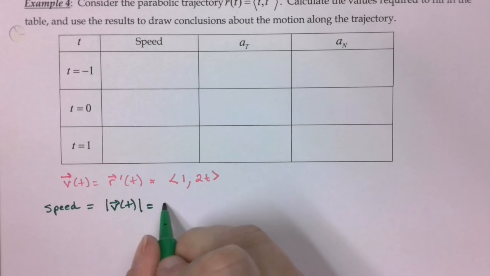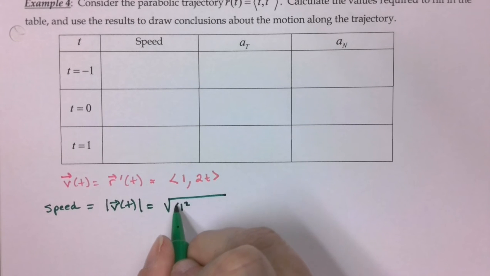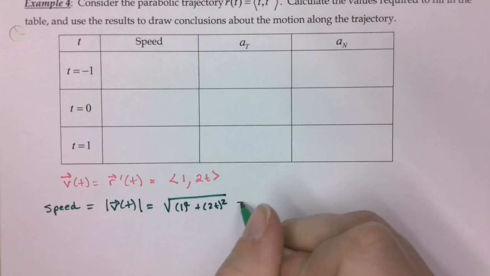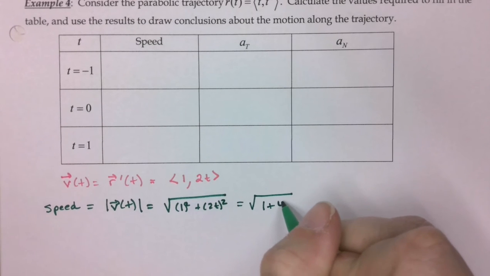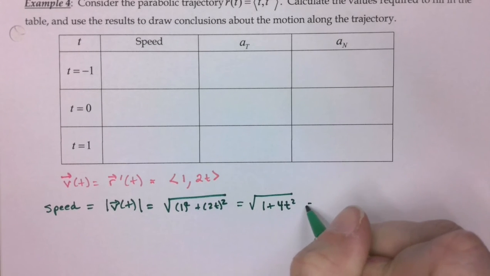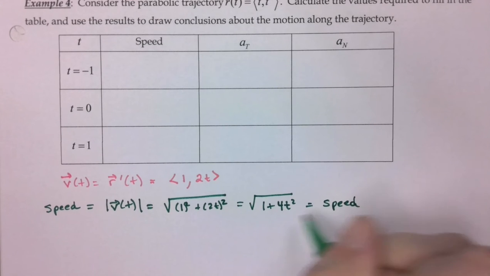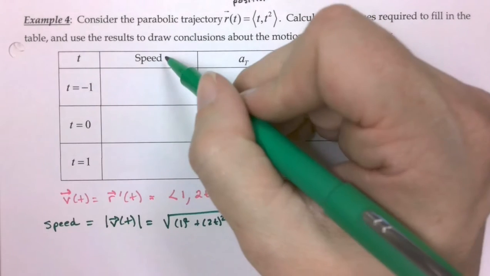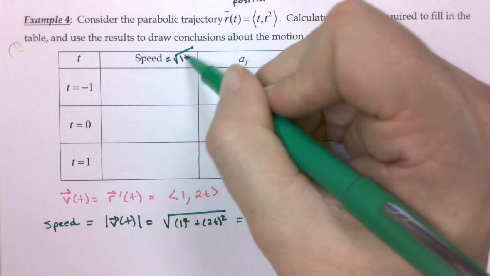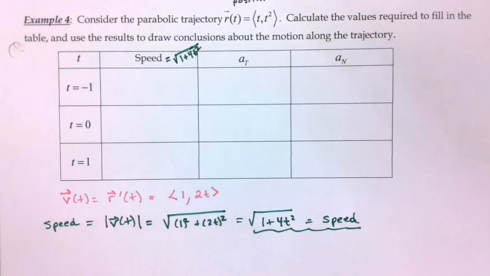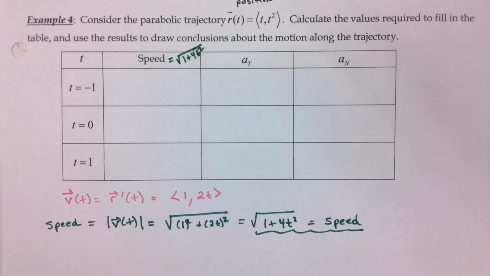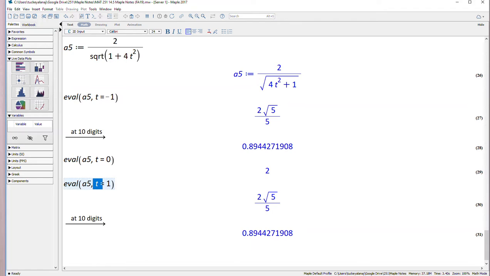All right, which is the square root of 1 squared plus 2t squared, which would be the square root of 1 plus 4t squared. This is speed. Well, that's already what I need right here. So this is the square root of 1 plus 4t squared. So I can use Maple, or I could just use my head, but I actually did it in Maple. Let me pull it up.